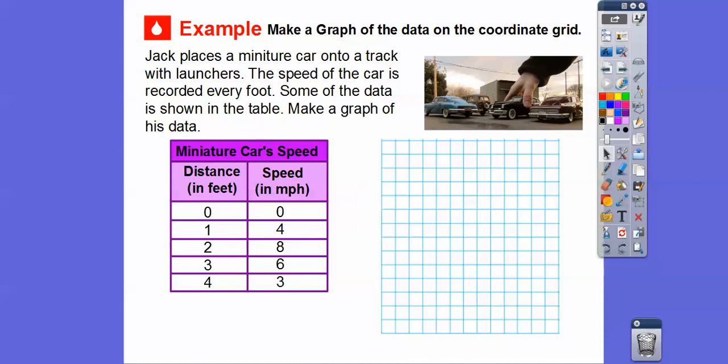Okay, so Jack places a miniature car onto a track with launchers. The speed of the car is then recorded every foot. Some of the data is shown in the table. Make the graph of his data.